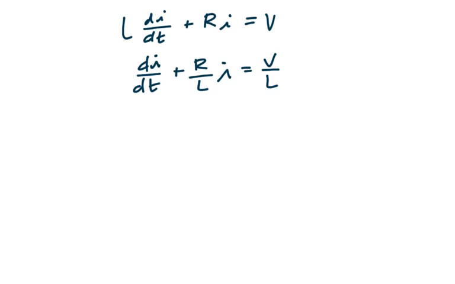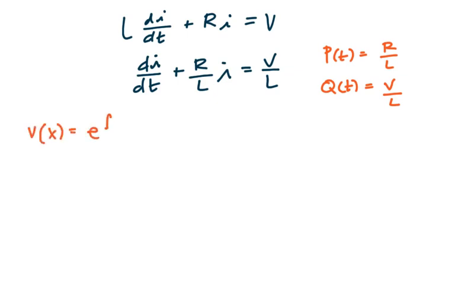So instead of y in terms of x, here we have I in terms of t. And if we want to identify what our P function is, P of t is R over L, and Q of t is V over L. So if we want to find our integrating factor, V of x, remember that is e to the integral of P of t dt. Of course, I wrote V of x there because we're so used to writing V of x, but in this case, because we're dealing with a function in terms of t, that would be V of t.